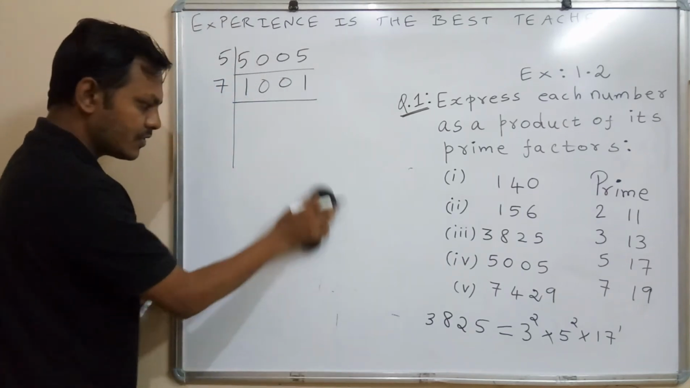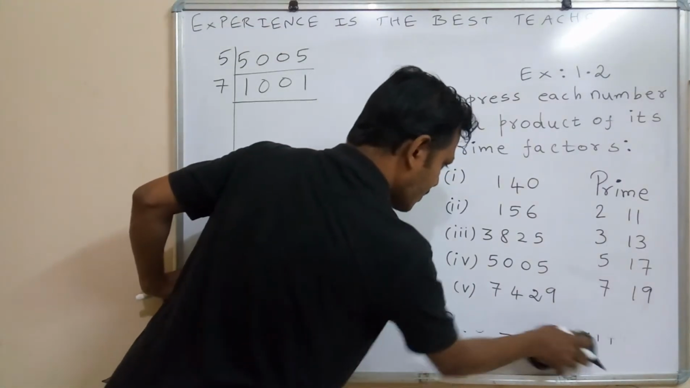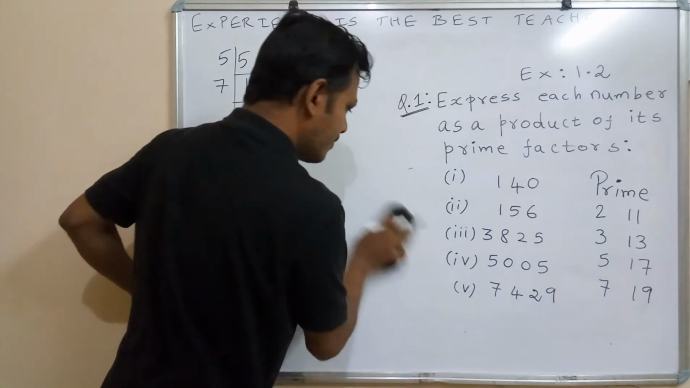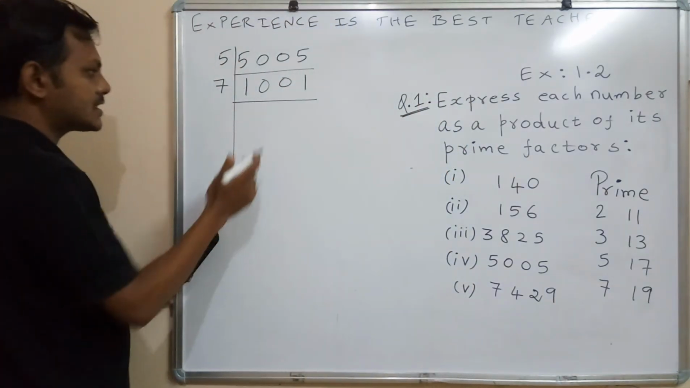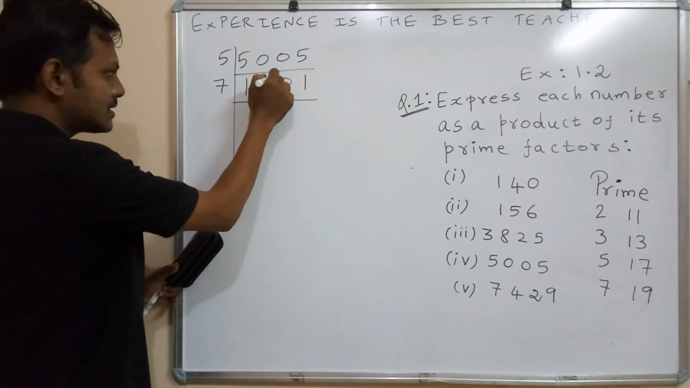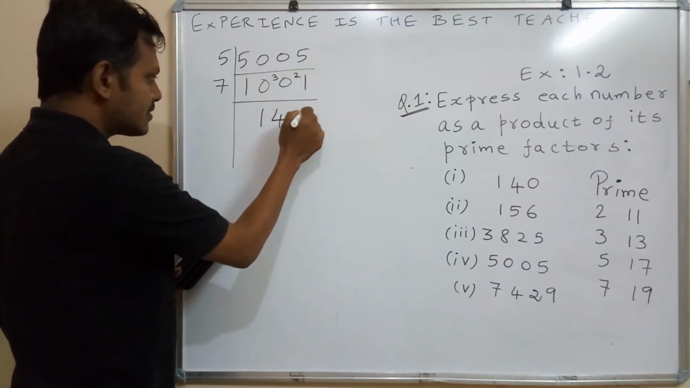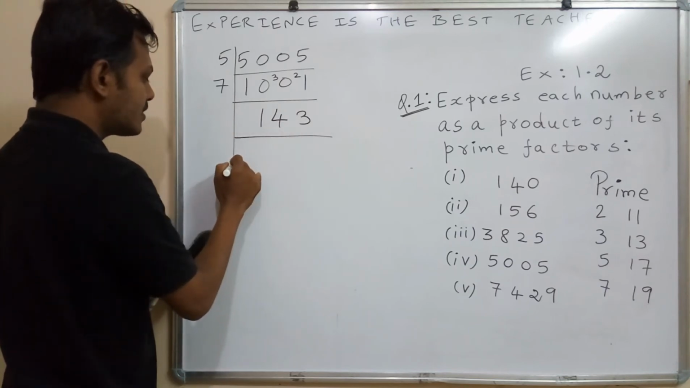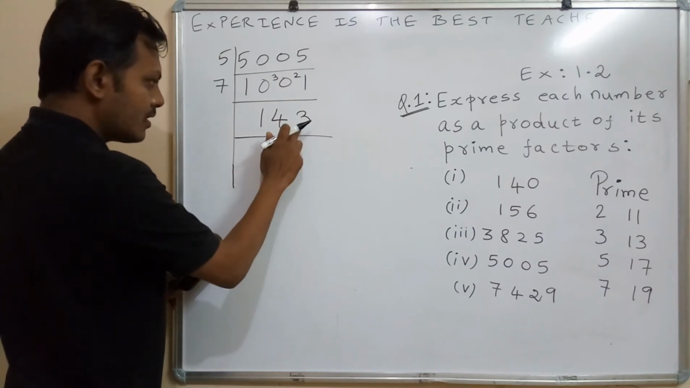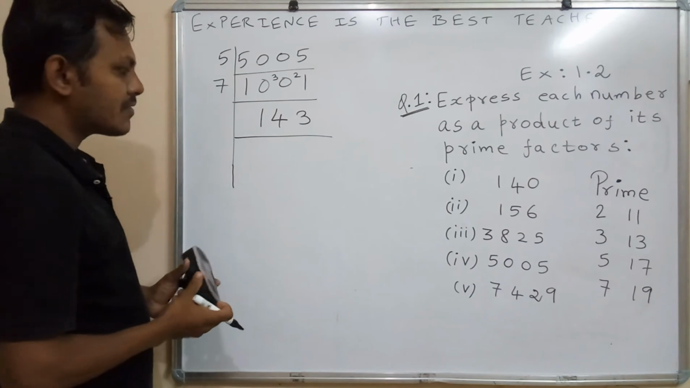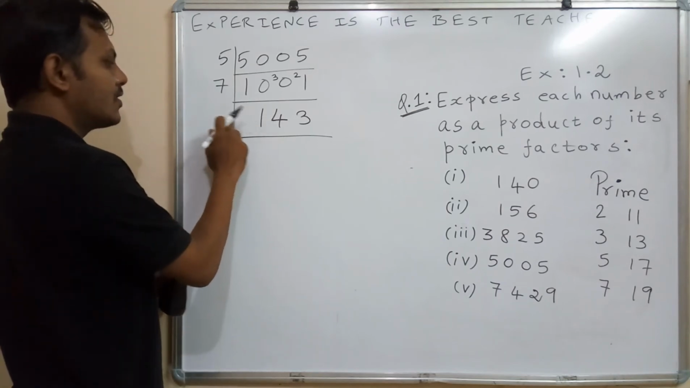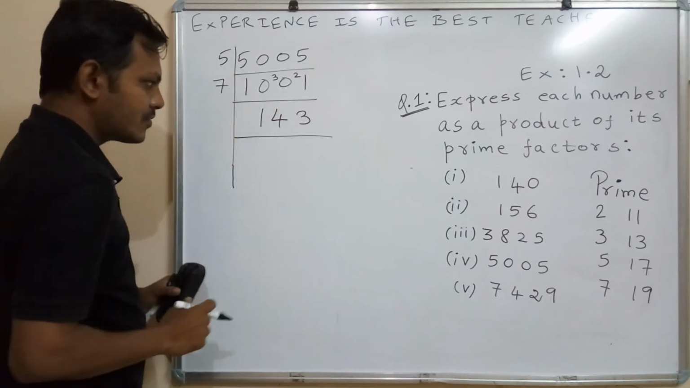See here, 1001. How many times in 7 table? We will check now. 1 7 is 7, balance is 3, 4 7s are 28, balance is 2, 3 7s are 21. Now 143 will not come in 2 table, 3 table, 5 table, 7 table also will not come because 2 7s are 14, balance will be 3.